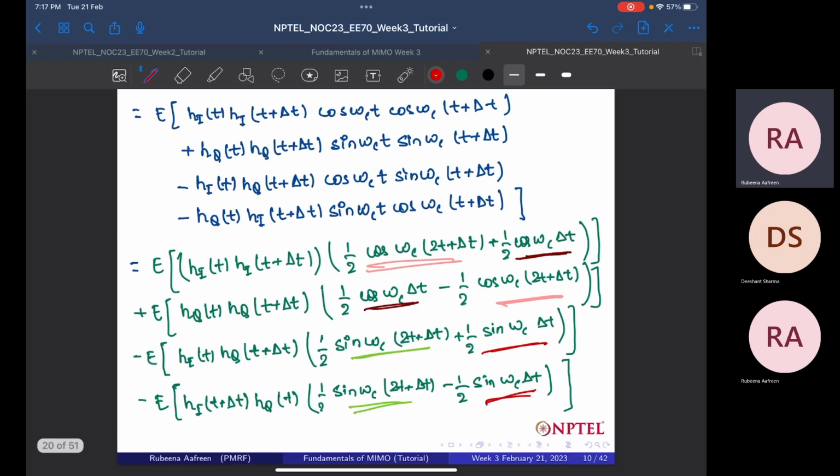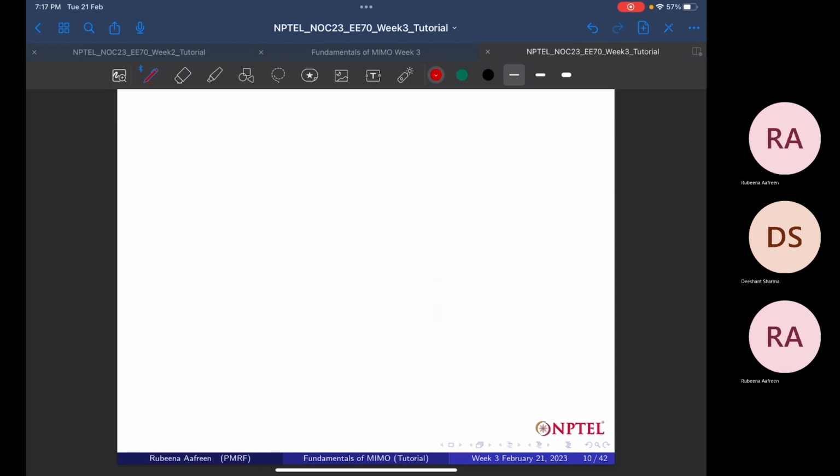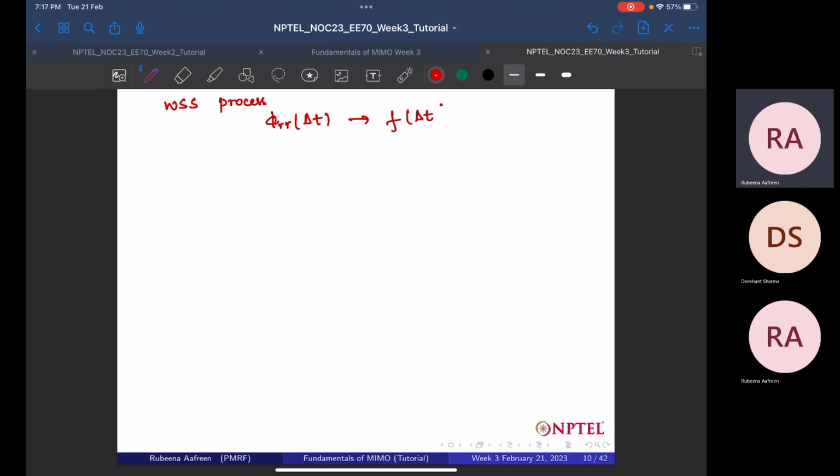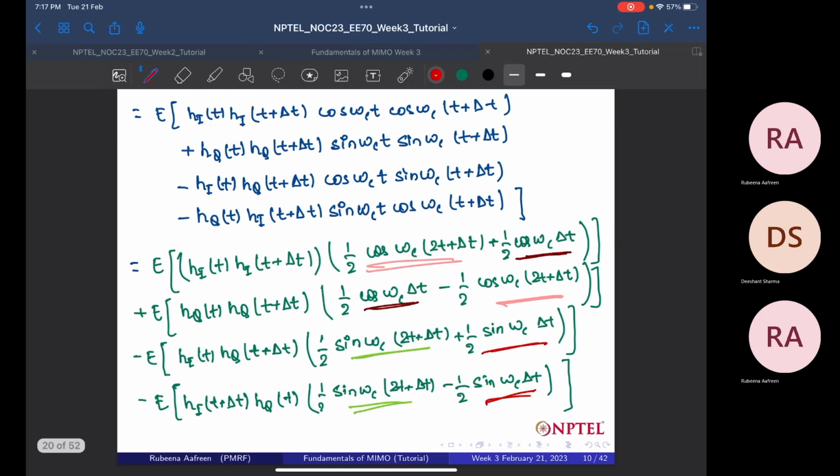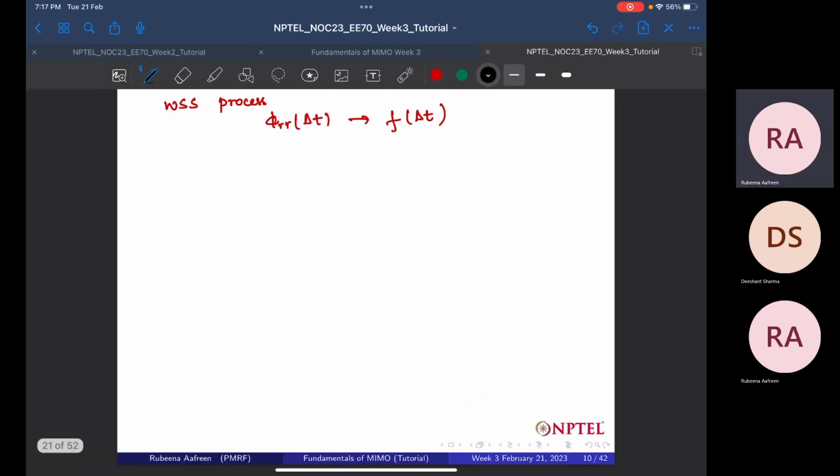So here one assumption that we are making is that the process is wide sense stationary. What happens in a wide sense stationary process is that the autocorrelation is a function of delta t only. So phi r of delta t will be a function of delta t only. So the t term would be 0. So the coefficient of this term would be 0 and the coefficient of this term would be 0. So I will just segregate the two terms.